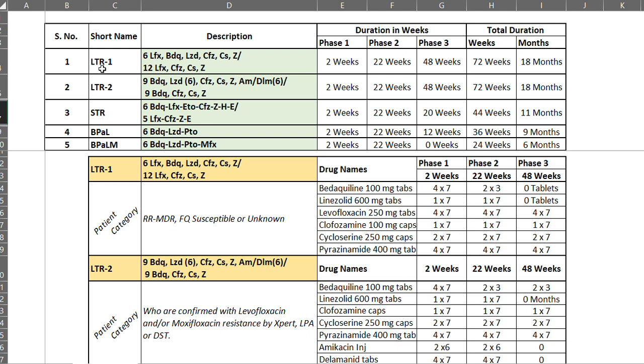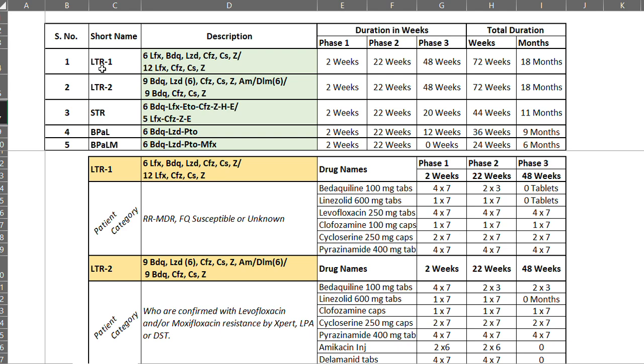It should be noted that all types of treatment of DR-TB patients comprise three phases. Phase 1 is 2 weeks, phase 2 is 22 weeks. These two phases combined make 24 weeks or 6 months. And phase 3 varies from regimen to regimen. In the long treatment regimen, it is 48 weeks, meaning 12 months, and in the short treatment regimen, it is 20 weeks or 5 months.